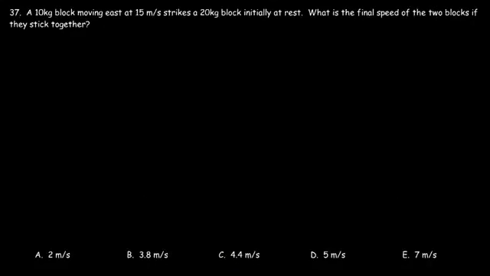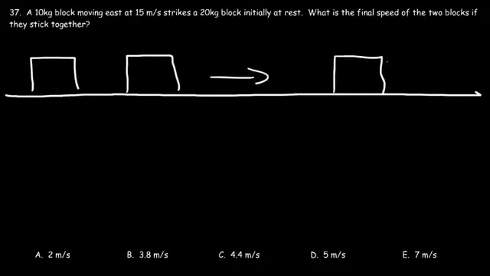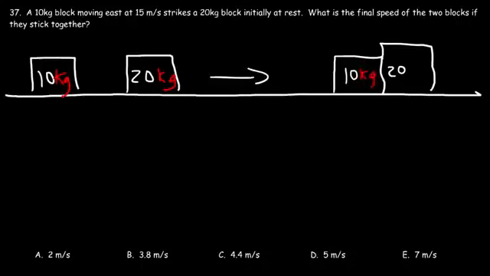37. A 10 kilogram block moving east at 15 meters per second strikes a 20 kilogram block initially at rest. What is the final speed of the two blocks if they stick together? So let's call this block 1 and block 2. So after they collide, the two blocks will be sticking together. So this is the 10 kilogram block, and this is the 20. So what can we do to find the final speed of the two blocks when they stick together?